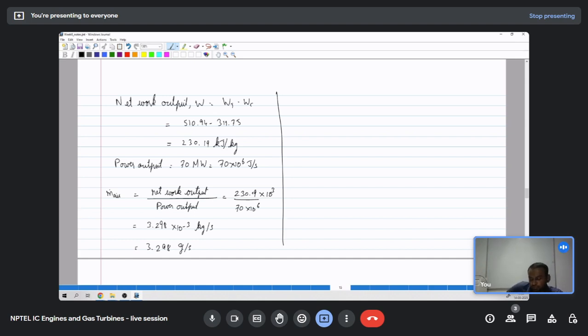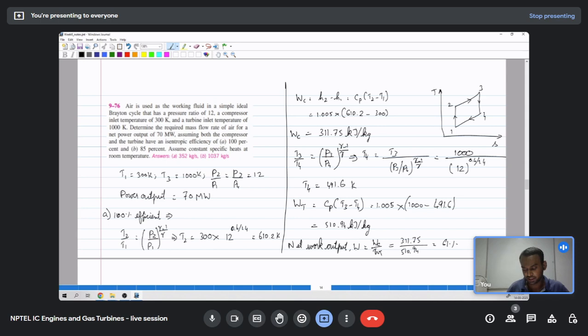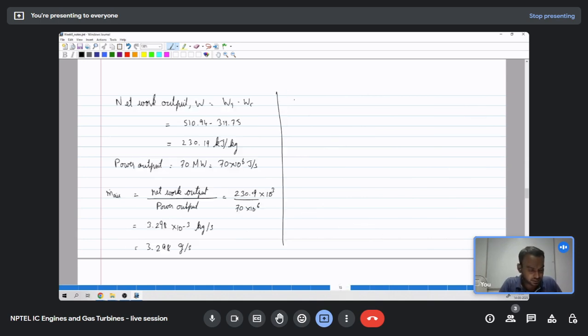In the next section of the problem, we have the efficiencies of the machines given, which is 85% for both the cases. So now the efficiency of the compressor is isentropic work divided by compressor actual work. This is 0.85.